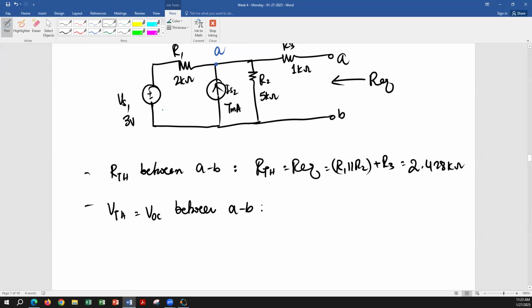Any suggestions? Okay, you apply KCL. Let's assume that the current here is I1, this is IS2, and let's assume the current here is I2. So what will be the KCL equation?